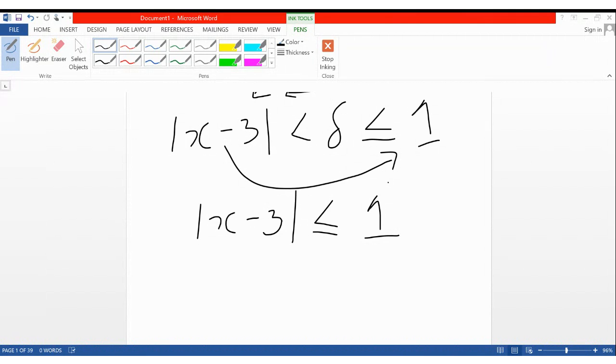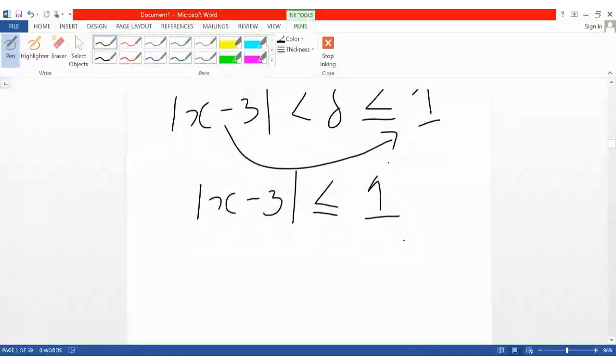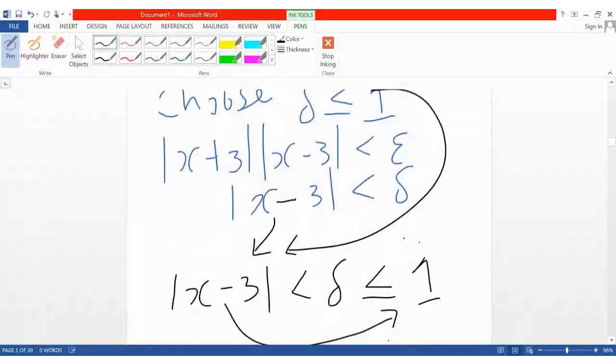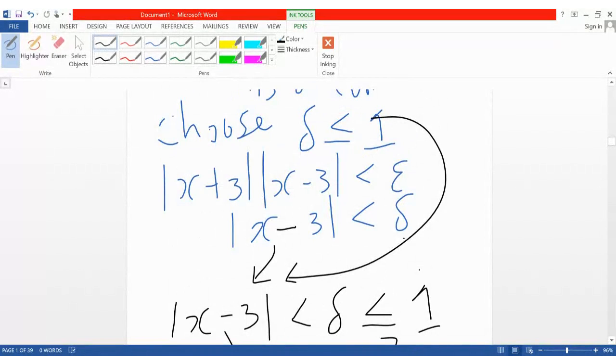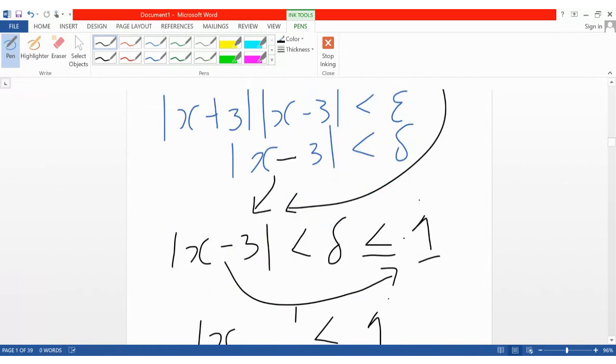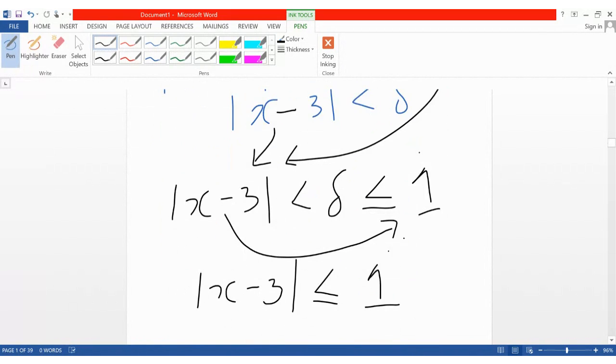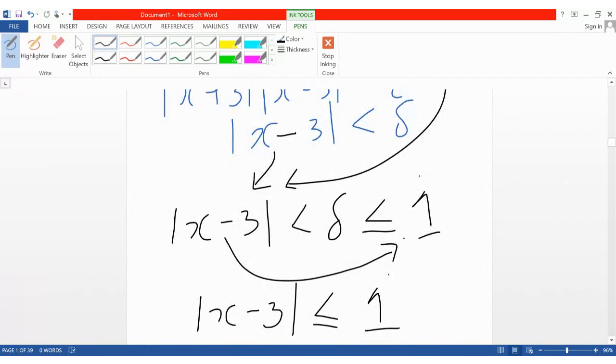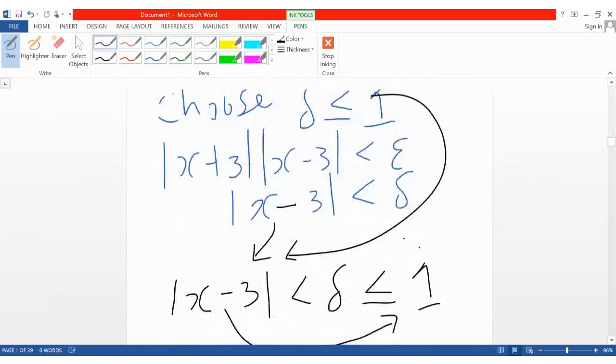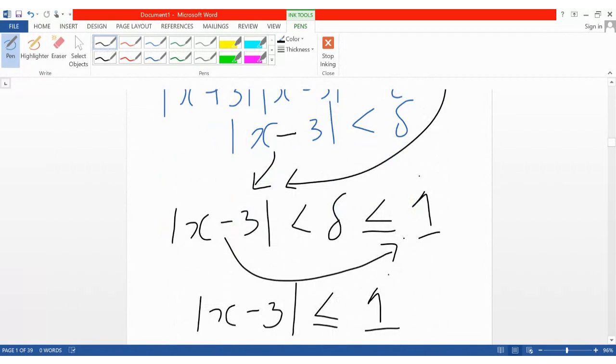The next example will be a bit clearer. I've chosen a delta that is less than 1. Then check this one out. This function, the way it is, I've taken the way it is: x minus 3 is less than delta. But again, my delta is less than 1. So it can only mean that still the magnitude of x minus 3 has to be less than or equal to 1. It is mathematically still correct.